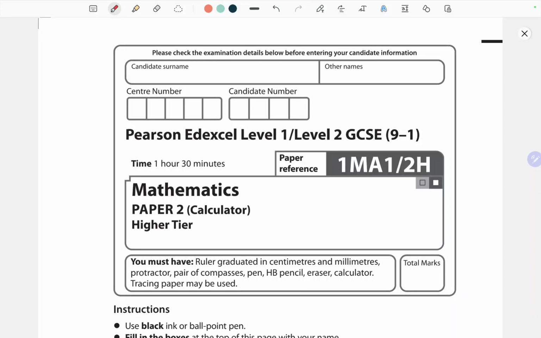Hi everyone, welcome to Last Minute Maths, and in this video I'm going to run through the paper 2 from November 2021, and it's a higher tier, the calculator paper.